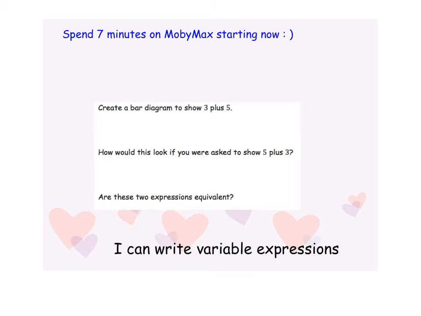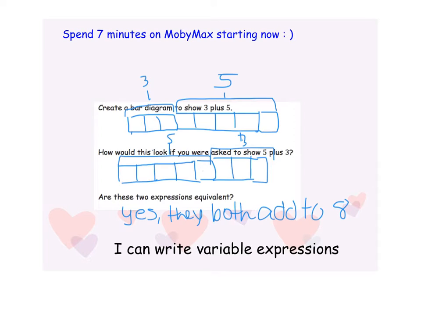Right now I would like you to pause the video and do these 3 questions to see if you remember how to use bar diagrams to show addition. Alright, let's see if we match. I did my bar diagram. I have 3 right here, and then I added 5 more, and I showed that it was the 3 and the 5 by putting it above. And then how would it look if you were asked to show 5 plus 3?